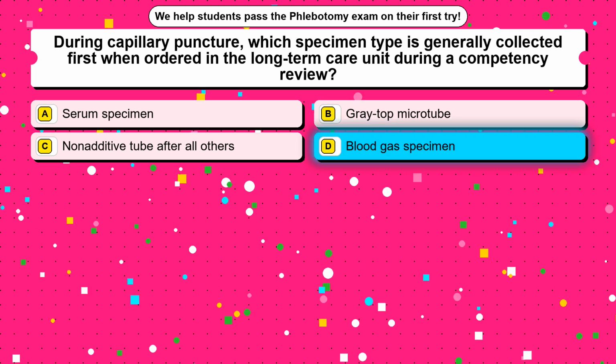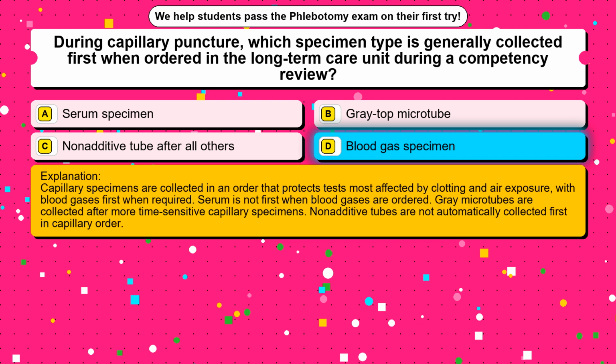The correct answer is option D, blood gas specimen. Capillary specimens are collected in an order that protects tests most affected by clotting and air exposure, with blood gases first when required. Serum is not first when blood gases are ordered. Gray microtubes are collected after more time-sensitive capillary specimens. Non-additive tubes are not automatically collected first in capillary order.